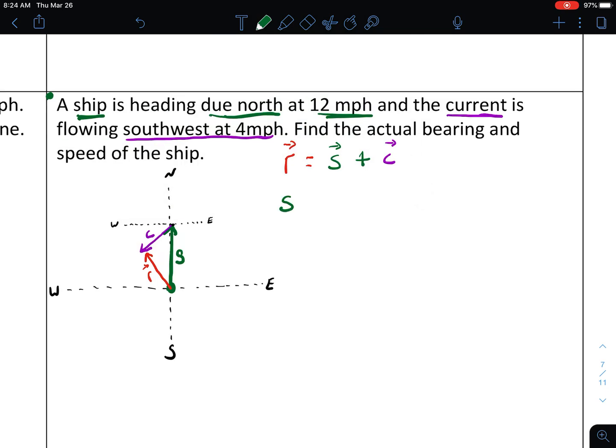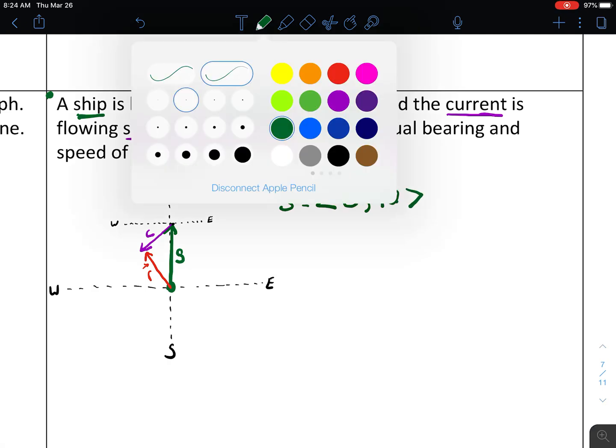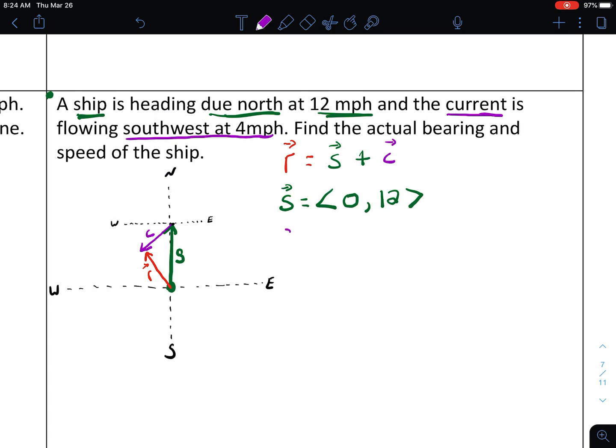All right, so let's find the individual vectors for the ship and the current. So the ship, it is heading due north. So when I'm writing the component form, it has no horizontal component, so the horizontal component is going to be 0. And it's going north at 12 miles per hour, so I'm going to let that be 12 for the y component.